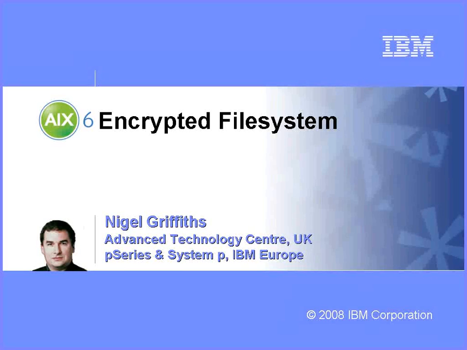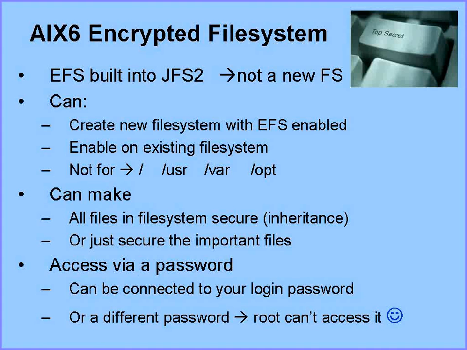In this movie we're going to look at a new AIX 6 feature called the Encrypted File System. First, a few important things we need to learn. Firstly, the Encrypted File System isn't actually a new file system. It's a feature of the JFS2 file system that we've been using for quite a few years now. So we get all the inherited benefits of that, like logging disk changes and being able to change the size of the file system on the fly.